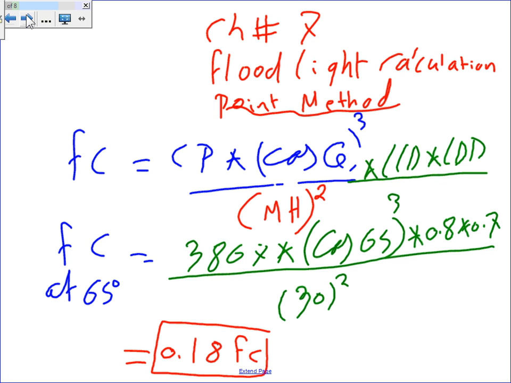Chapter 7, point method of floodlight calculation. Now, remember chapter 6 talked about the average method. If you want to take one thing out of this book, take the two methods. One is the average, the other one is the point to point. Which one is the most superior? The point to point. Why? Because it gives you foot candle calculation at every single point in your area, plus the average, plus the maximum, plus the minimum, plus the ratio between maximum and minimum, and so forth.